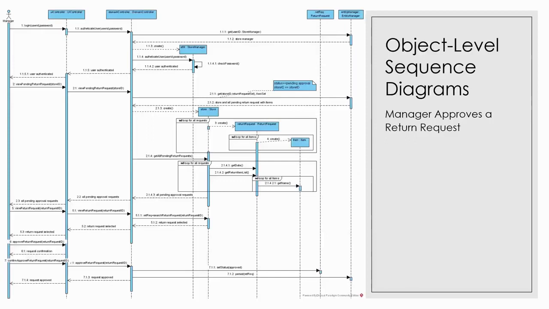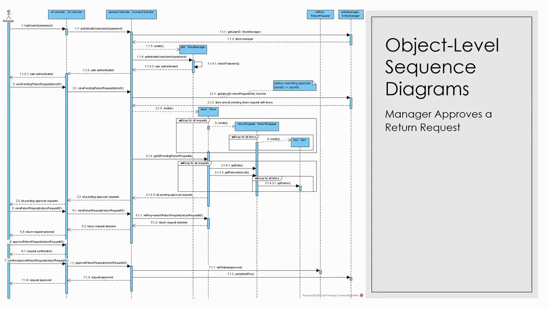First steps, the manager logs in, and we get the store manager object from the database in order to authenticate the credentials. The manager selects to see all pending requests. The system gets the store object and all the return requests from the database. Then we get only the pending requests. We have a loop that goes through all of them to get the date and items. All the pending requests are returned to the manager.